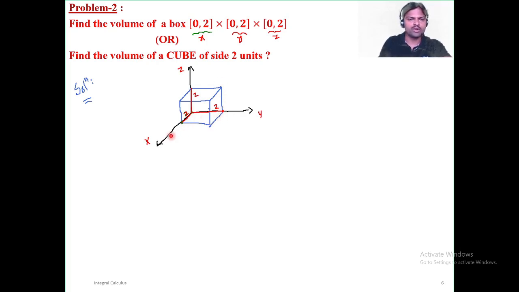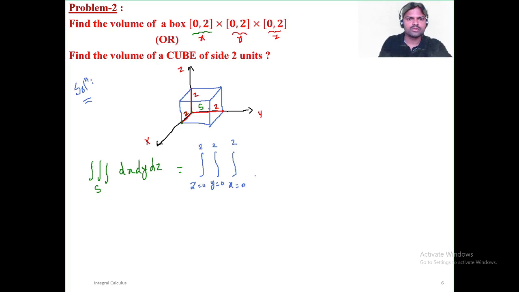Now we are supposed to find the volume of such a cube, right? So by the concept of triple integration, triple integration dx dy dz over the solid S. Let's assume this solid is S, this entire solid. Now let us write all the limits. So x is varying from where to where? 0 to 2, and y is also varying from 0 to 2, right? And z is also varying from 0 to 2, right?